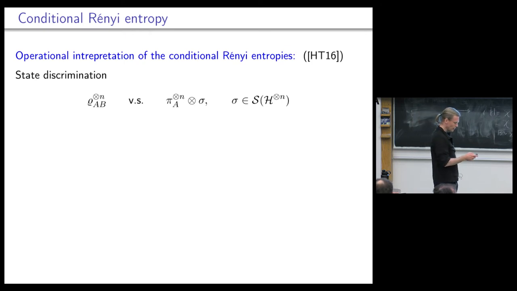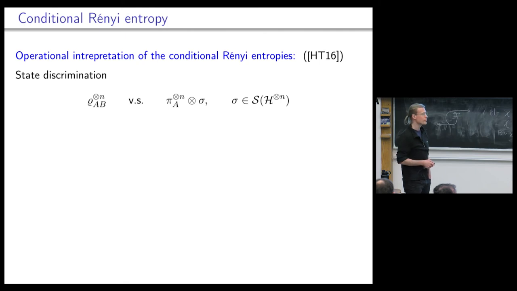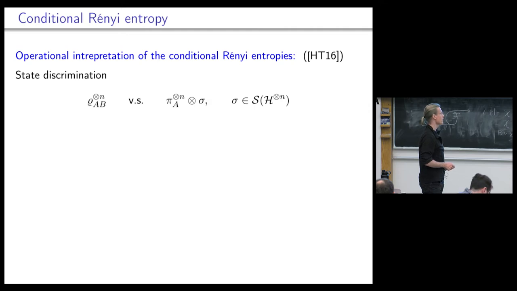Okay, and to find an operational interpretation, we go to state discrimination. So we consider the problem where we have a bipartite state, many copies of it, and we want to decide if the system is in this bipartite state, or if the two parts of the system are independent. The first one is in the completely mixed state or maximally mixed state, and the second one is arbitrary.